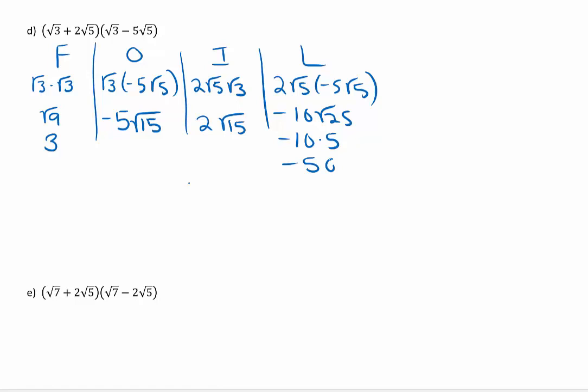Notice when you're taking root 5 times root 5, you're squaring it, and that's why you just get 5 without the radical. Finally, I'm going to combine like terms. 3 and the minus 50 give me minus 47, and then the outers and the inners are like radicals. 5 minus 2 is minus 3, so minus 3 root 15.